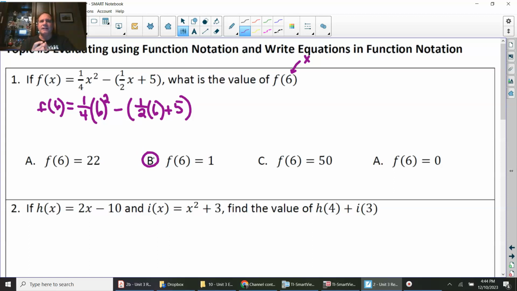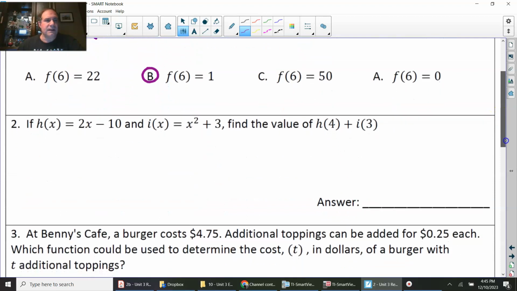You don't have to do anything by hand. If you needed to show work, you would show this work right here. This is the substitution. Other than that, you don't have to do anything. All right, so this is a little bit easier because it's a little bit less difficult, and there's no fractions and stuff like that. Here's h of x equals 2 times x minus 10, and i of x is x squared plus 3. So find the value of h of 4.